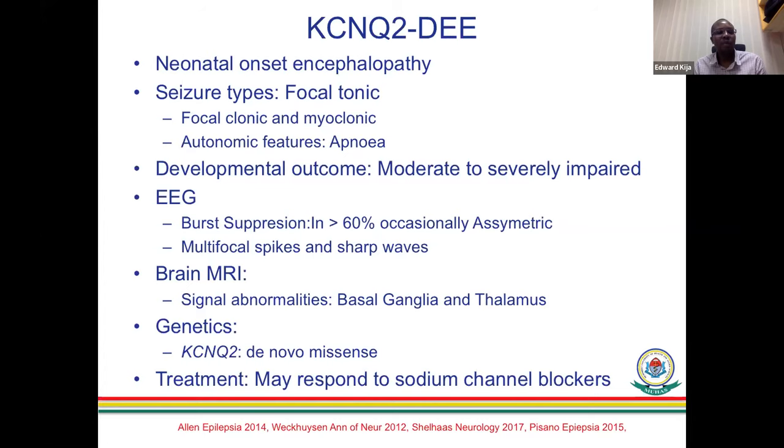EEG also shows a suppression burst pattern in more than 60% of them. It tends to be asymmetric, but EEG may also show multifocal spikes as well as sharp waves. Some signal abnormalities on neuroimaging have been reported, particularly in the basal ganglia and thalamus. The mutation is mostly a KCNQ2 de novo missense mutation. And some of these mutations tend to be gain of function mutations, and they may respond to sodium channel blocking medications such as carbamazepine and oxcarbazepine.